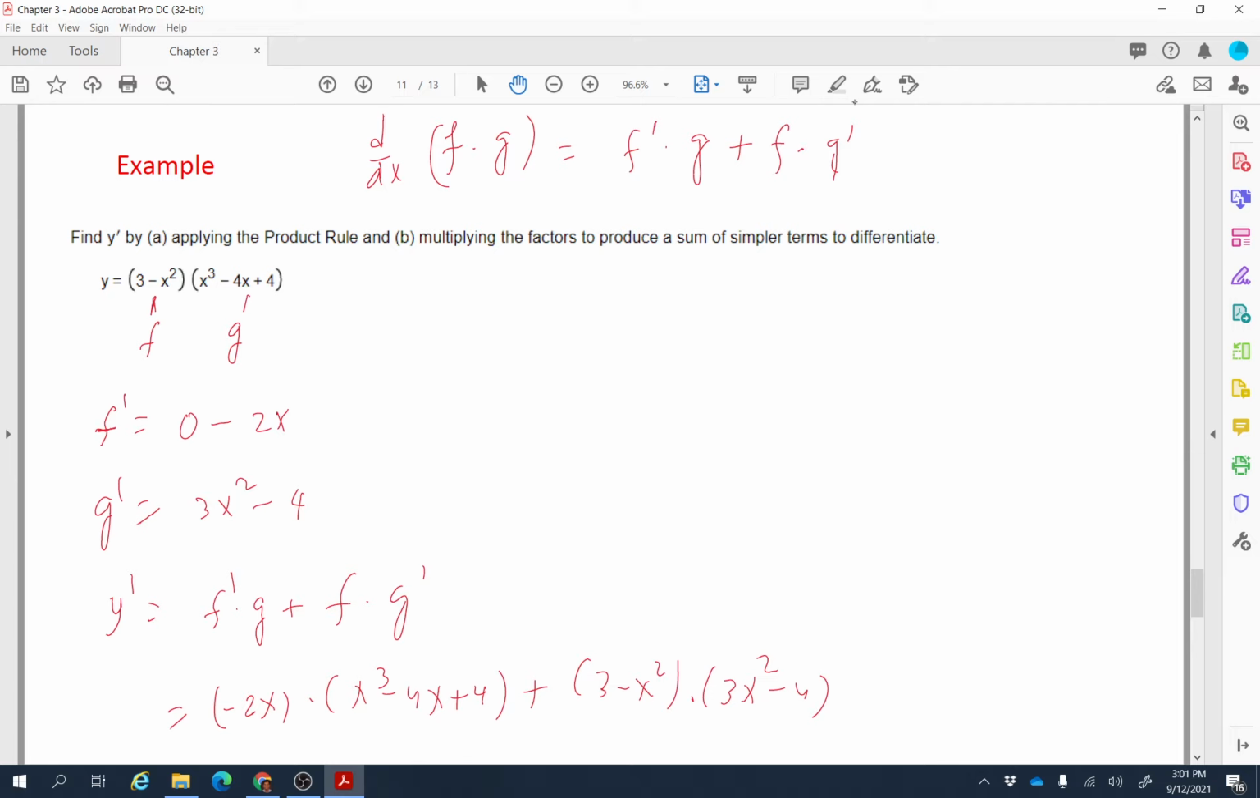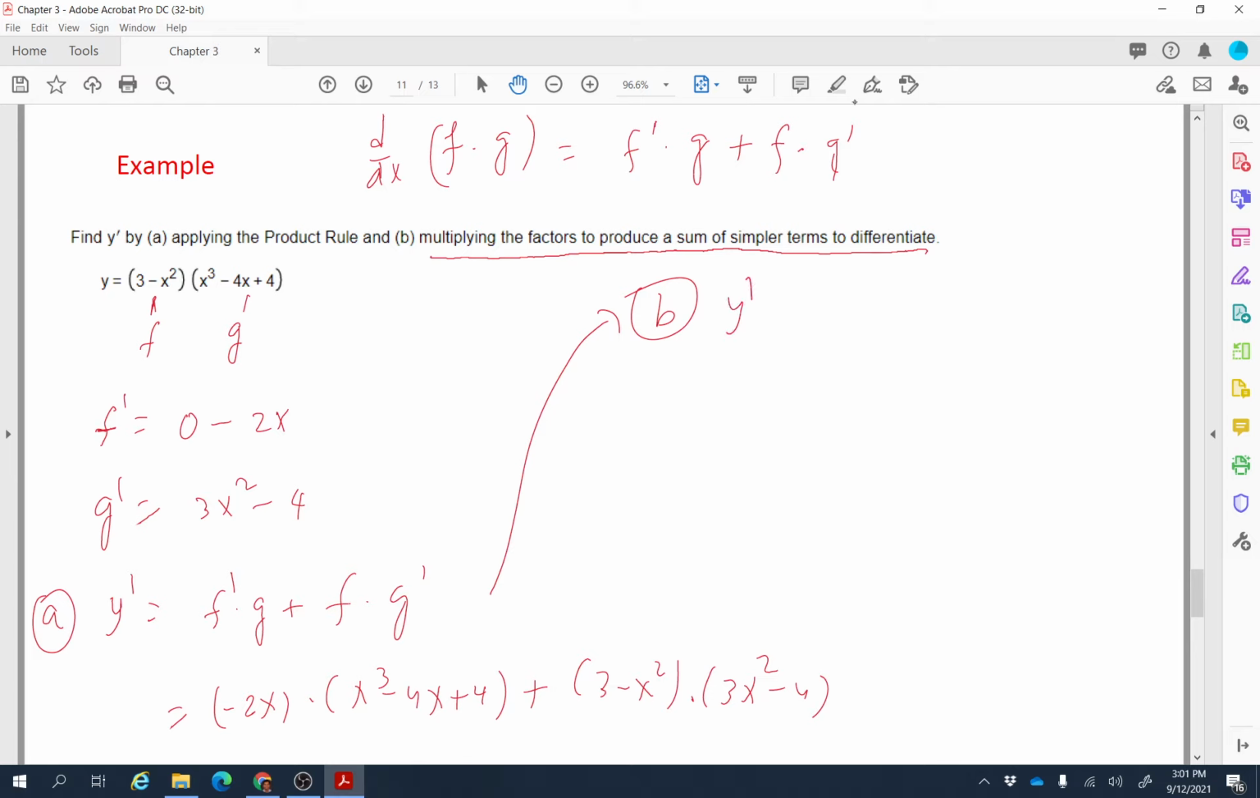So now first is apply the product rule. So we apply the product rule. This is the product rule. Now part B is multiplying the factors to produce a sum of simpler terms to differentiate. So you just multiply the factors so that you can simplify it. That's part B. So this is part A. Part B is just multiply them.